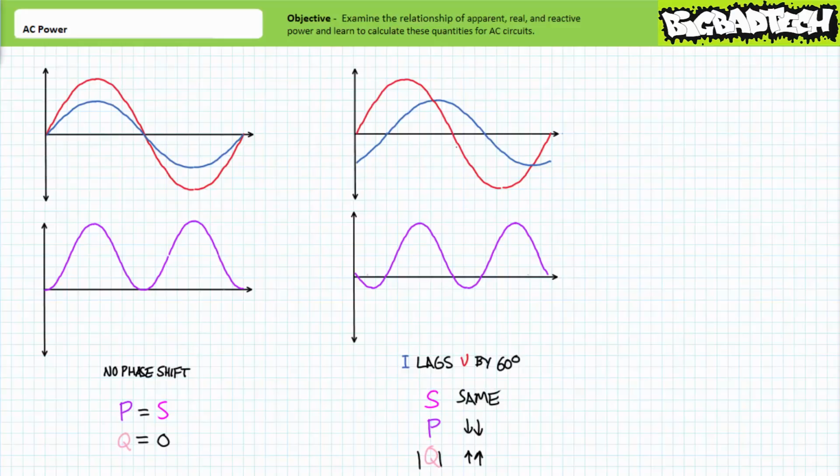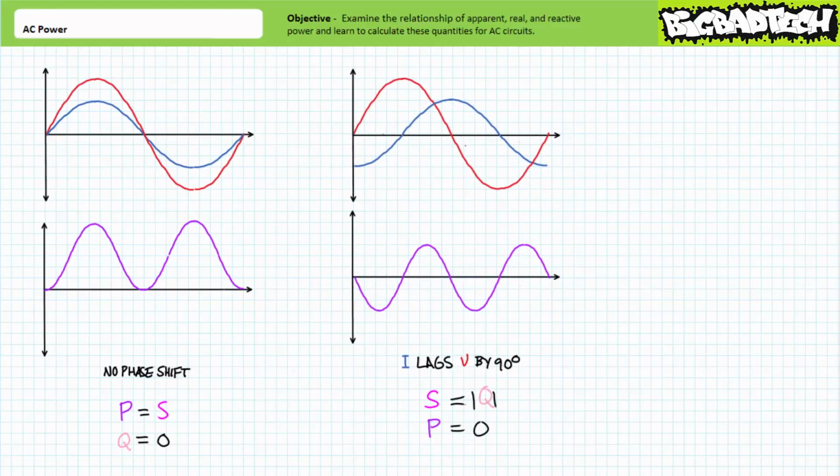Given this increased cyclical interchange, real power, being the average of the power waveform, appears to be even smaller than it was previously. Apparent power for this scenario remains unchanged. In summary, when current lags voltage by an increased amount, apparent power remains the same, real power decreases, and reactive power magnitude increases.